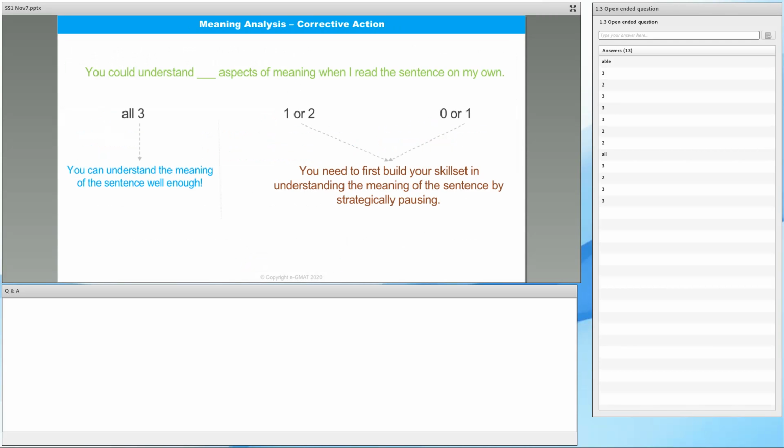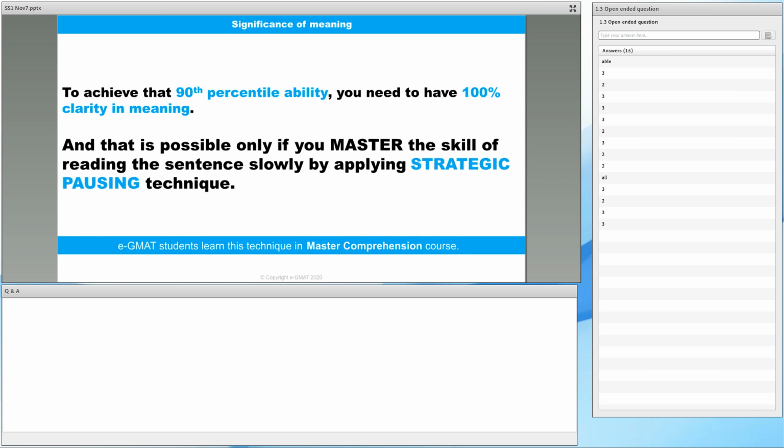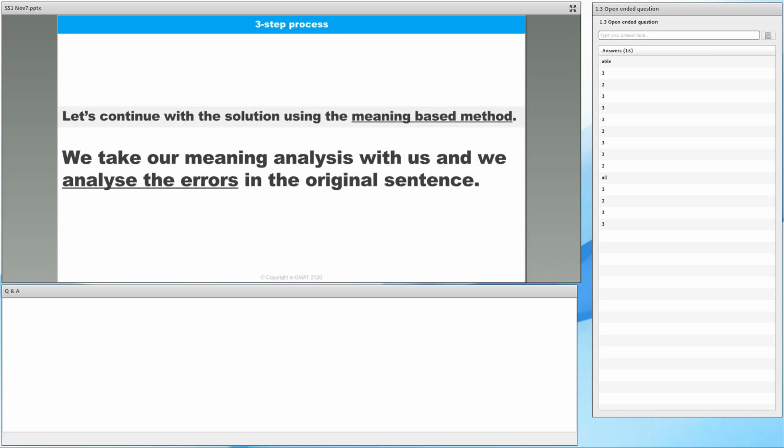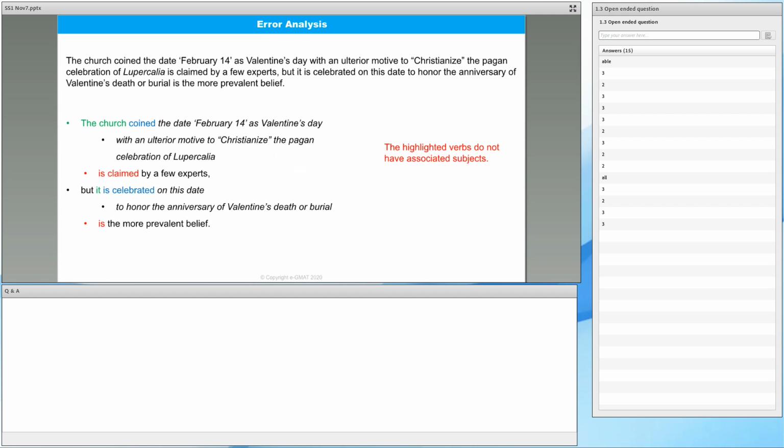All right. If you were able to understand each of these 3 aspects, you know the meaning enough, you know the meaning-based approach. But if you weren't able to extract any one of these aspects, then you don't have that skill set to extract meaning. Now remember this, there's a skill set to do this. There is no grammar here. There's a skill set, and you're going to really see that skill set over here. To achieve that 90th percentile ability, you have to have that clarity of meaning overall. So let's continue the solution.